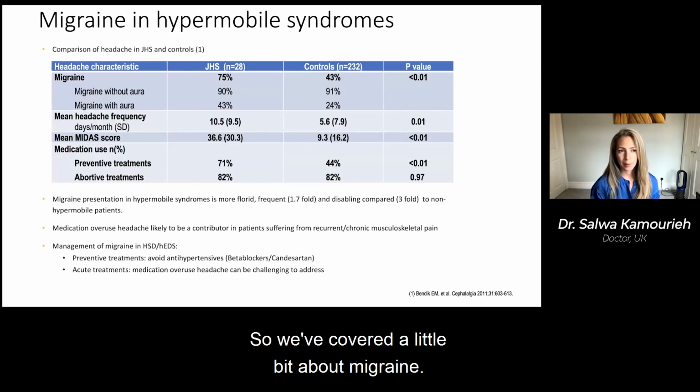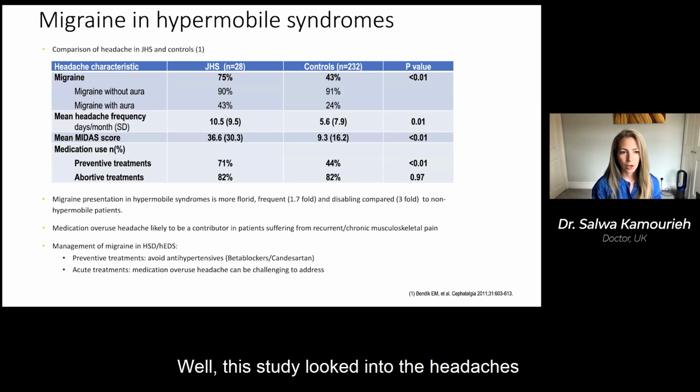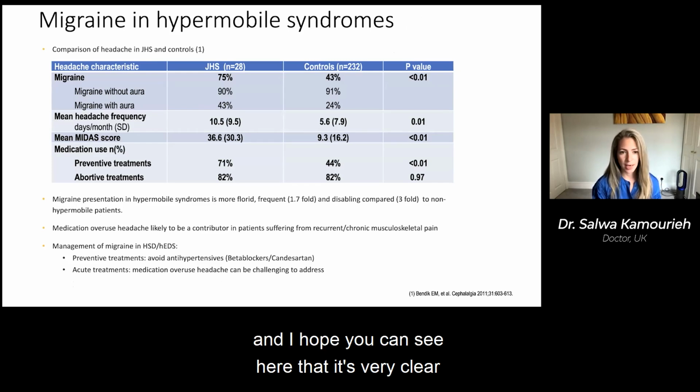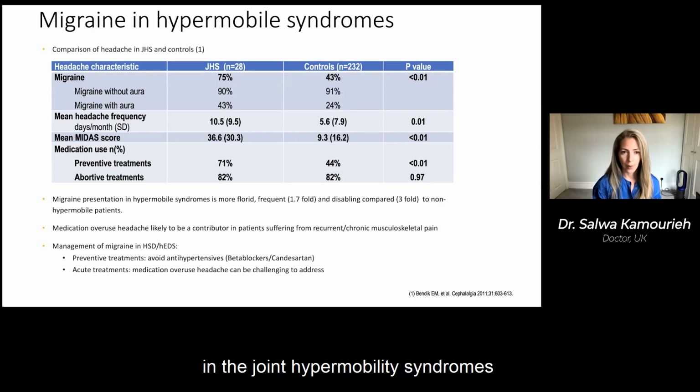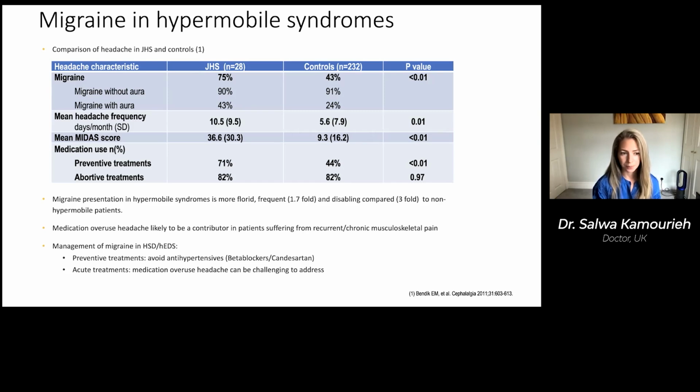So we've covered a little bit about migraine. What about migraine and hypermobile syndromes? Well, this study looked into the headaches in JHS and in controls. And I hope you can see here that it's very clear that there is a higher percentage of migraine in the joint hypermobility syndromes compared to the controls. They also had a greater mean headache frequency and were more significantly disabled in terms of their MIDAS scores.